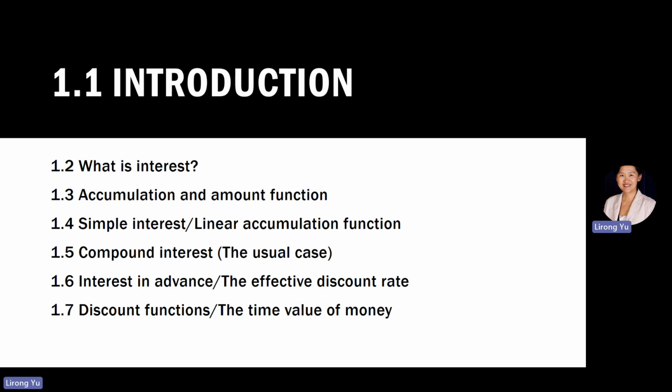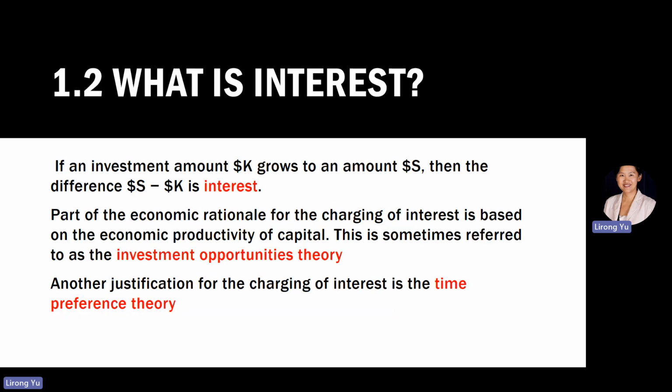1.1 is introduction, 1.2 is what is interest, 1.3 is talking about accumulation function and amount function, 1.4 is simple interest or linear accumulation function, which are the same thing. 1.5 is compound interest, 1.6 is interest in advance or discount rate, and 1.7 is discount function. And then after that, there's 1.8, 9, 10, 11, 12, but I kind of don't have that. We'll talk about it when we get there.